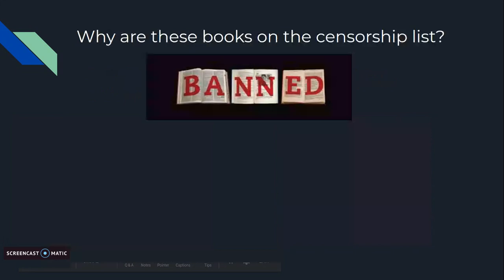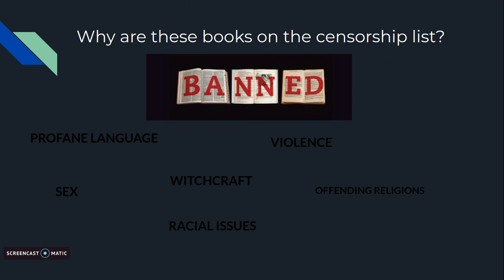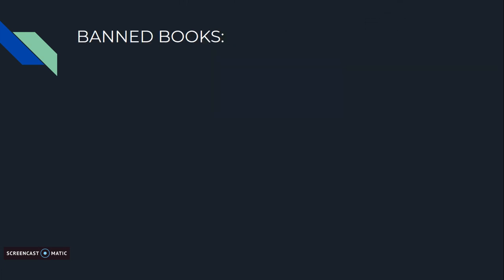So, why are these books on the censorship list? Content of these books may be on the censorship list due to content including profane language, violence, sex, witchcraft, offending religions, racial issues, and political influence.